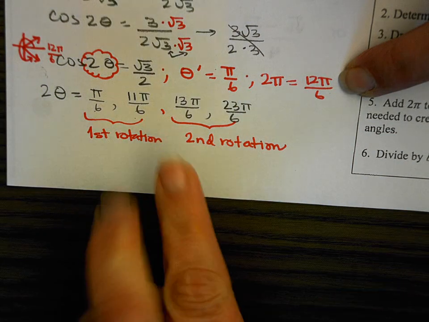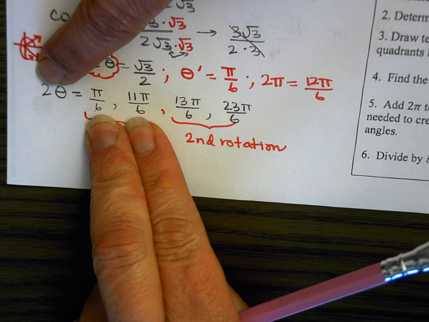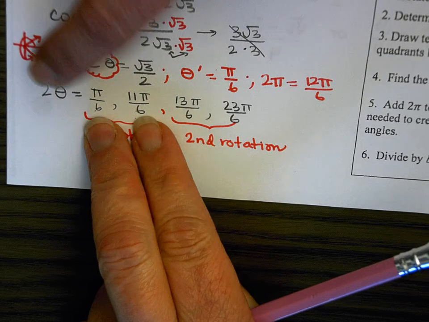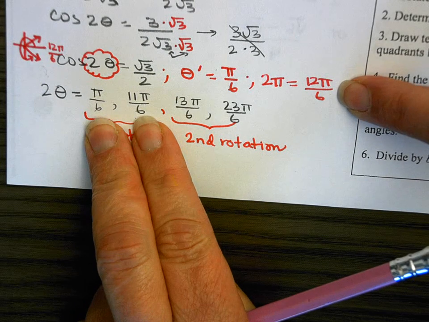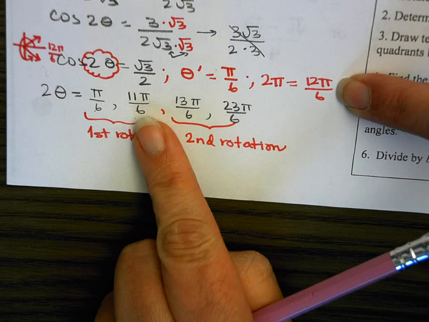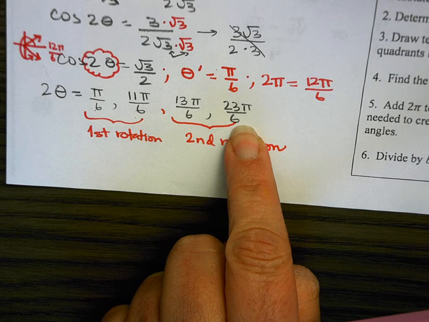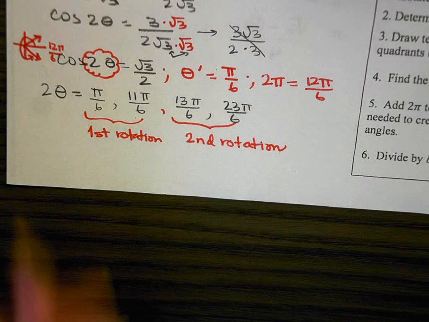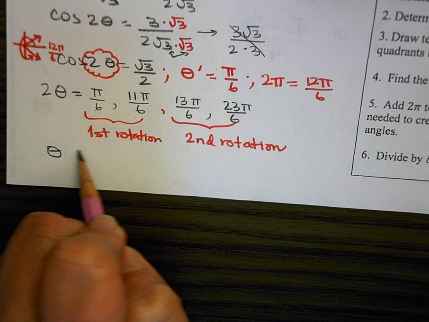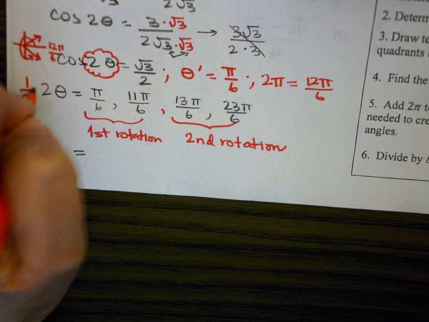So what did I do here? I found my first 2 rotated angles, and then because that was a 2 theta, I need to rotate through the circle twice. For my second rotation, all I did was add 2 pi, which is the same as 12 pi over 6, to both of these. So pi over 6 plus 12 pi over 6 gave me that, and 11 pi over 6 plus 12 pi over 6 gave me that. Okay, last step, step 6: now I have to find theta by dividing by 2, because I want theta by itself, that's really what I'm solving for. So I'm going to divide everything by 2, and I know dividing by 2 is the same as multiplying by 1/2.